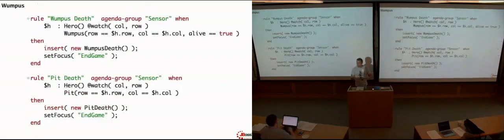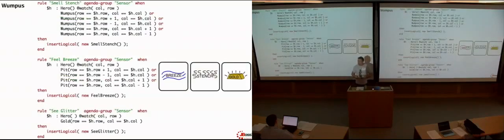Mark? Yes? I have a question about this logical insert. Is that done when one of these places becomes false? So this rule, if the hero is next to the wumpus, it will create a rule instantiation for that. That rule instantiation will exist as long as the data is true. It's like a view. Yeah, it's a materialized view.